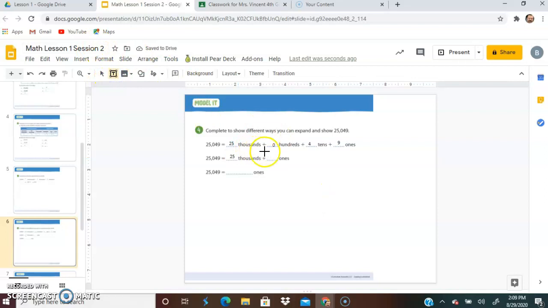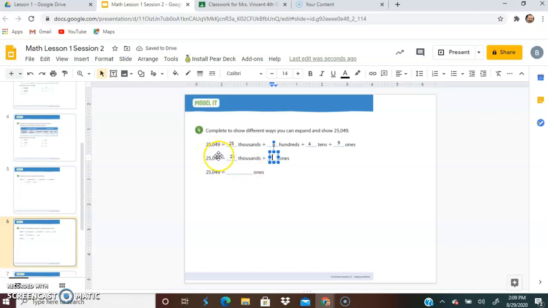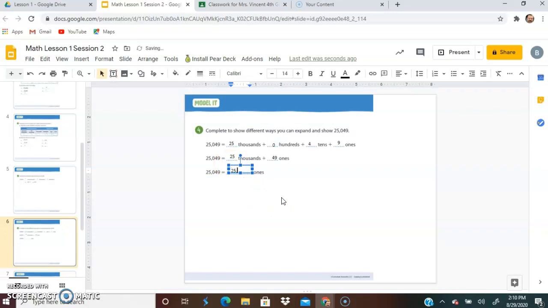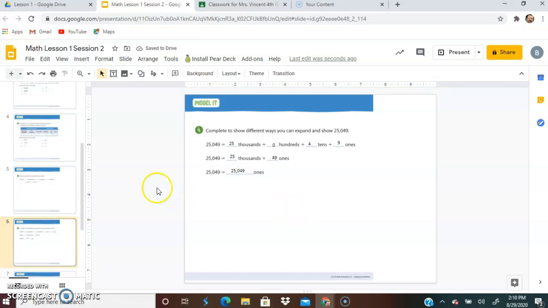For the ones, now this is different. Okay, so I have to think, I've used the 25. What haven't I used? The 0, the 4, and the 9. So since I haven't used them yet, I have 49 ones. That's different, isn't it? 49 ones are left. Now let's take a look at the last one for the ones. If I'm just thinking of this whole number as ones, guess what? The whole number, 25,049, are all ones. Did you get it right?